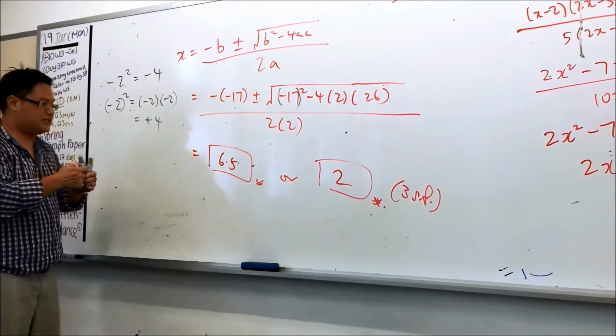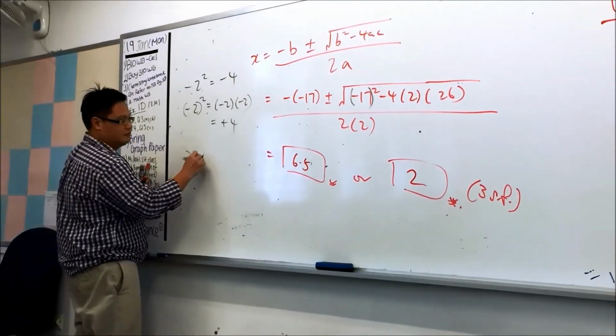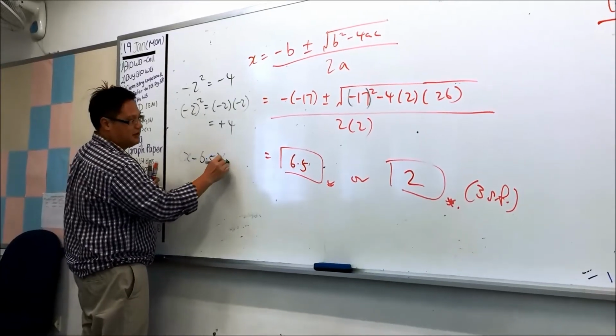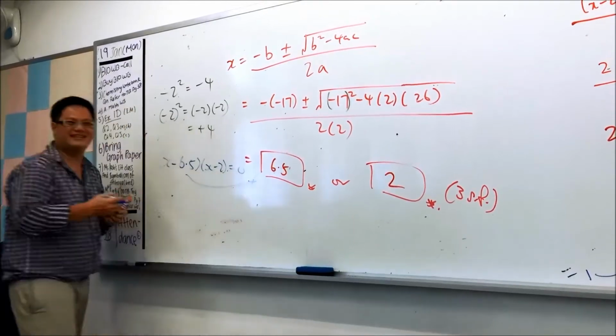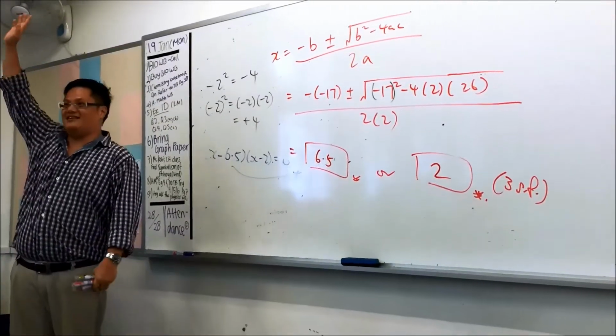But what if you do things like this? You add in a 6.5, x minus 2. Then you all kick it, right? You all pretend x equals this, right? Can you do this?